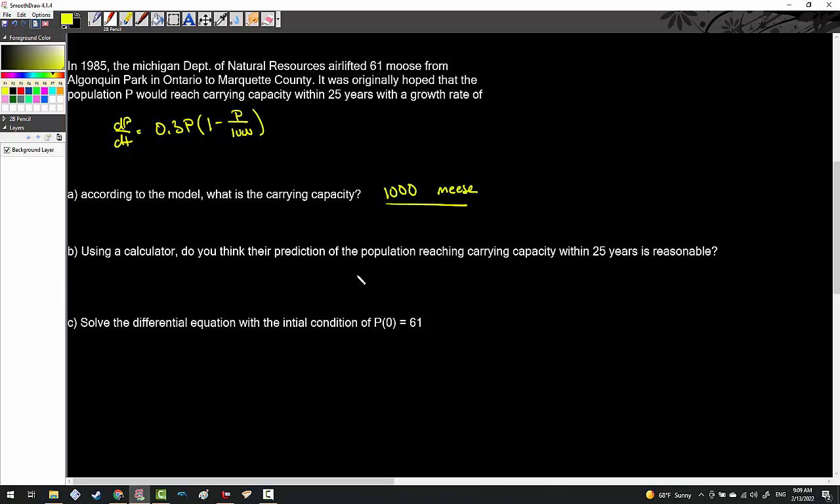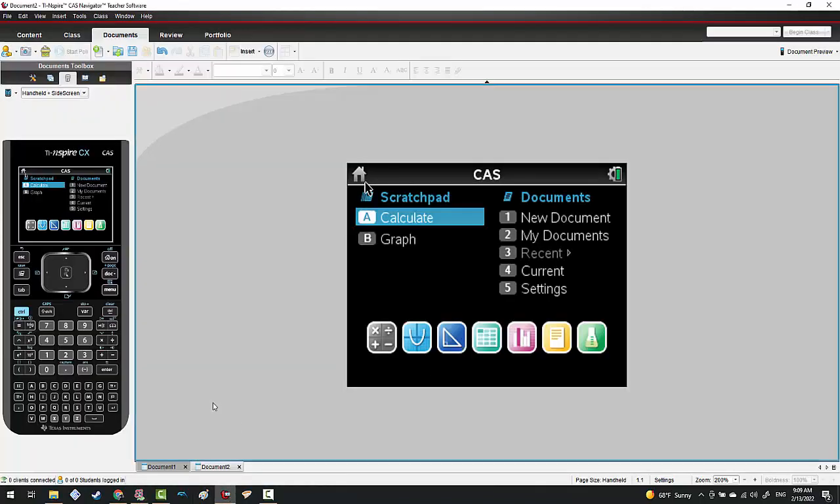Using a calculator in part B, this is the part that I want to focus on mostly. Do you think the prediction of the population reaching carrying capacity, in other words, 1,000 moose, is reasonable within 25 years? For that, I would like you to pause this video and get out your graphing calculator, a TI Inspire. That's the calculator that I use. I already have it loaded up right here. This is our first time using the calculator in a long time, so this is going to be partly a calculator tutorial.